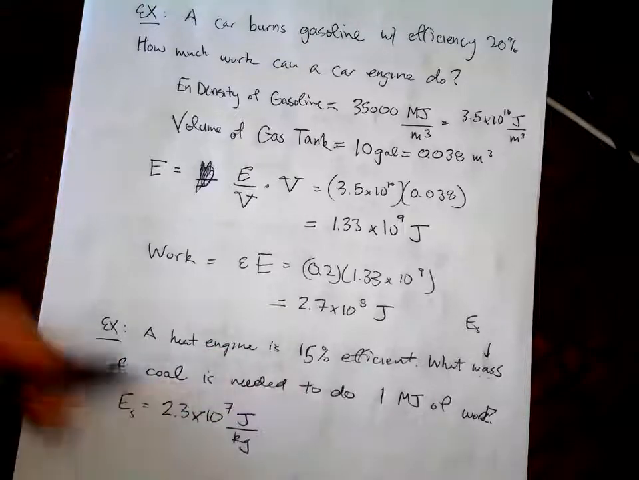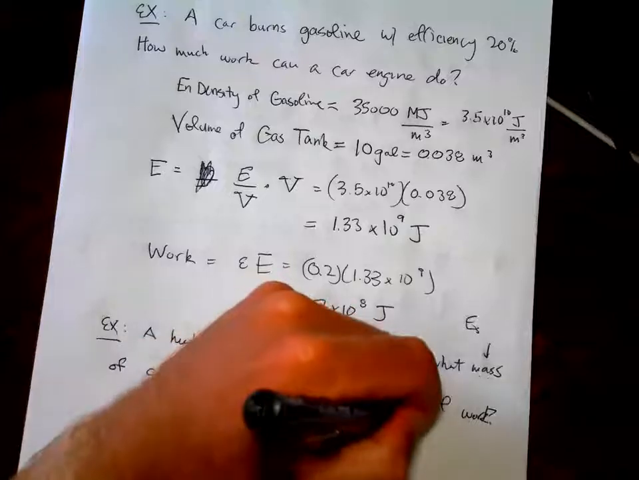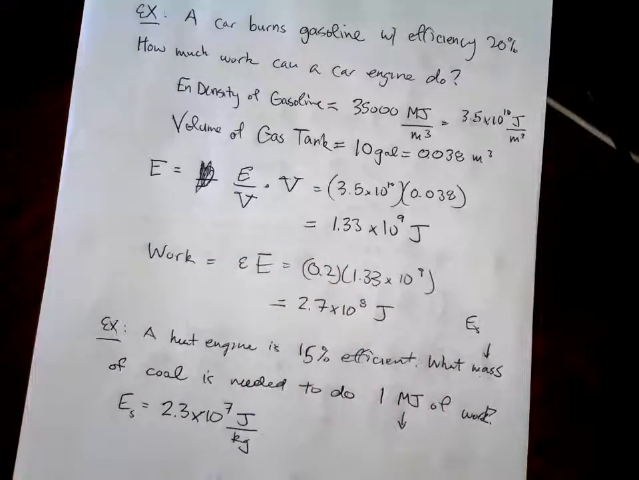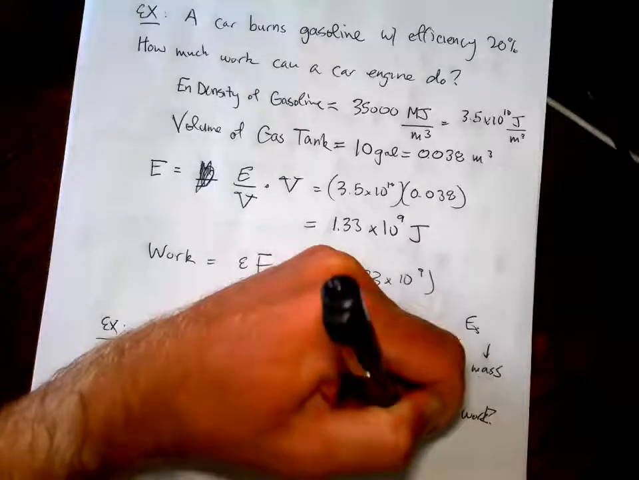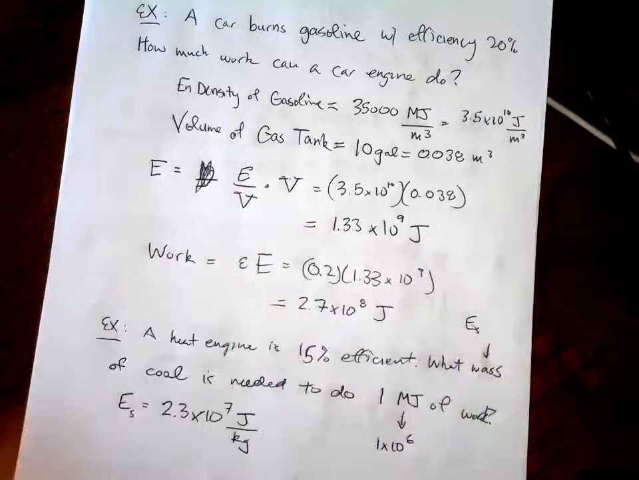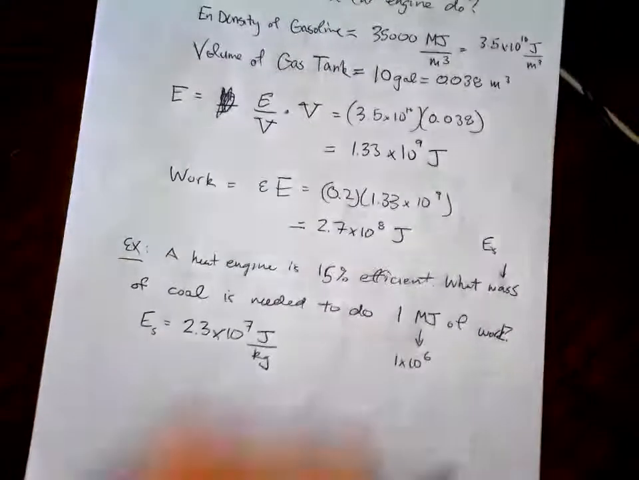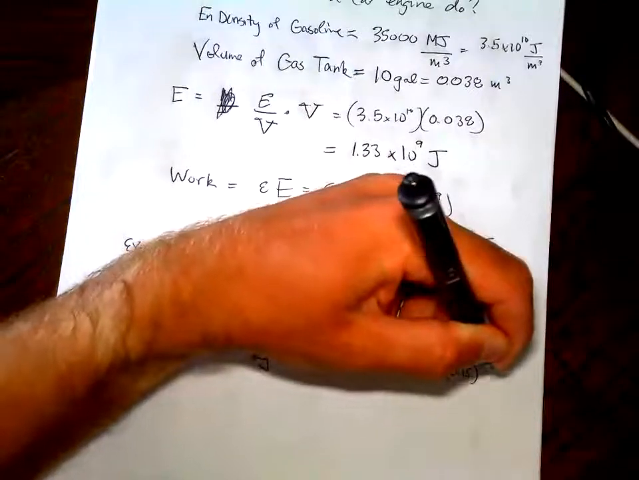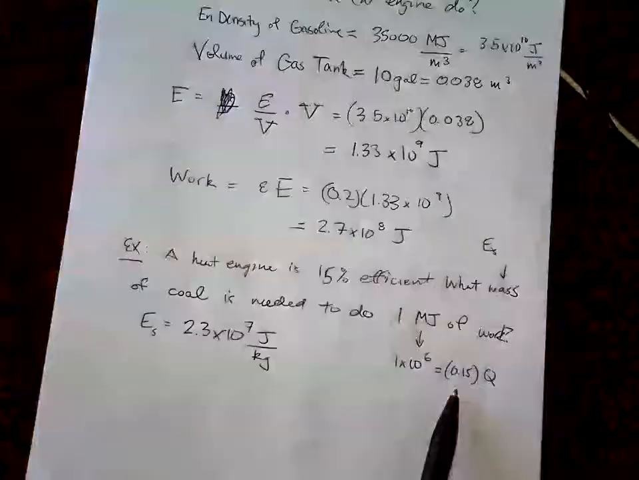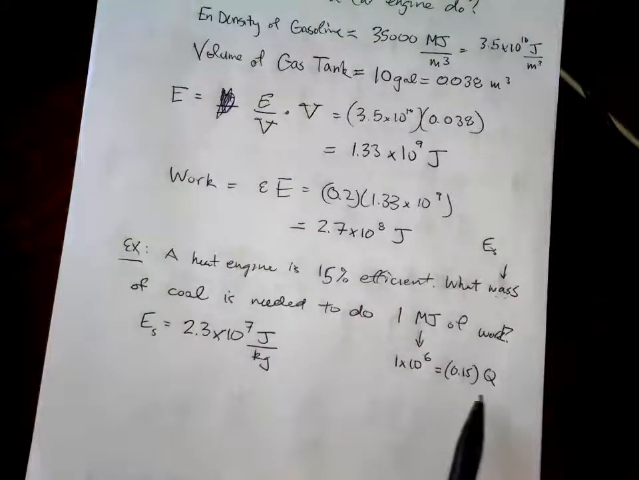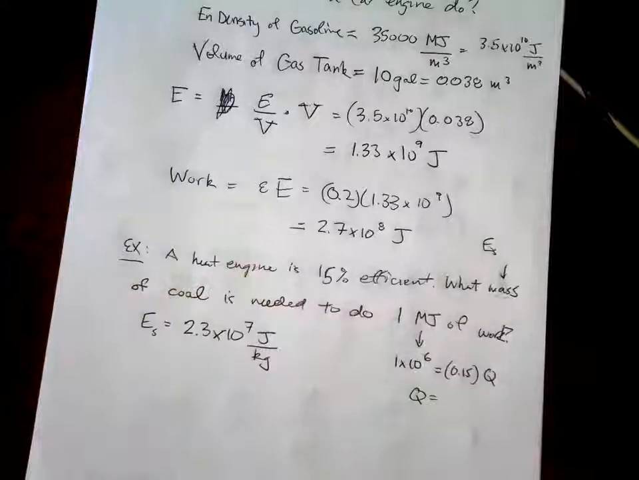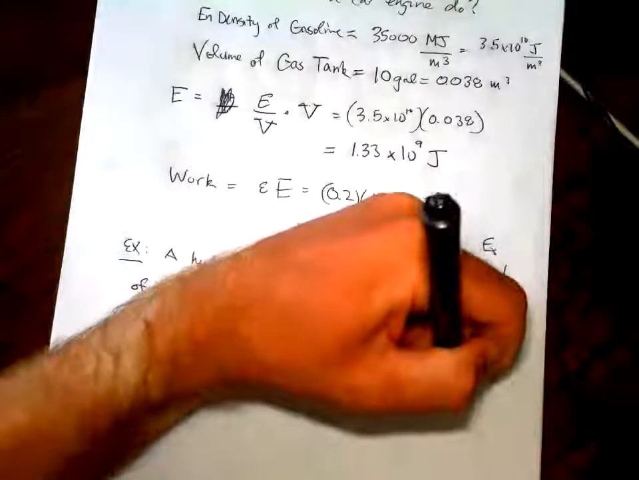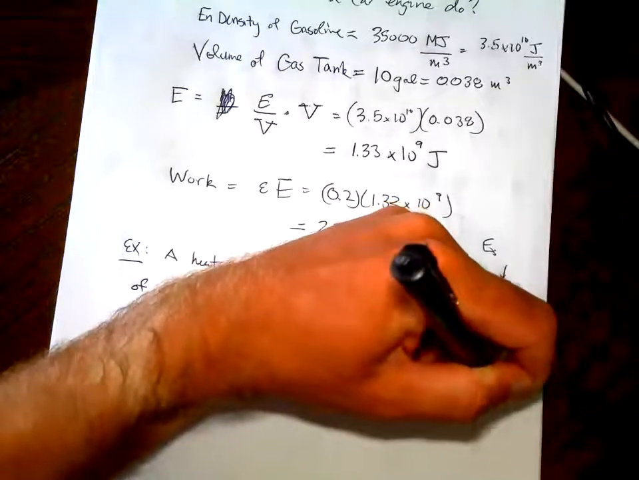Now I want to do 1 megajoule of work. So how much heat needs to be released? Well, I have 1 megajoule, 1 times 10 to the 6th, is equal to the efficiency, which is 15%, times the heat released. So the heat that I need to release is going to be 6.7 times 10 to the 6th joules.